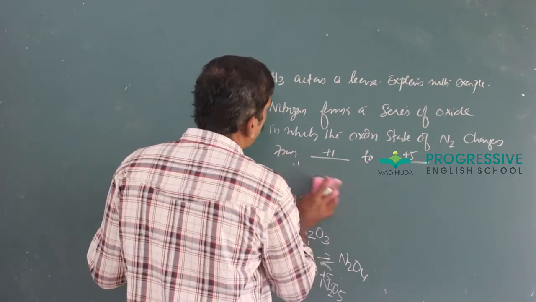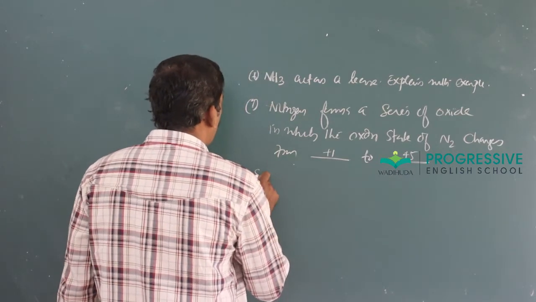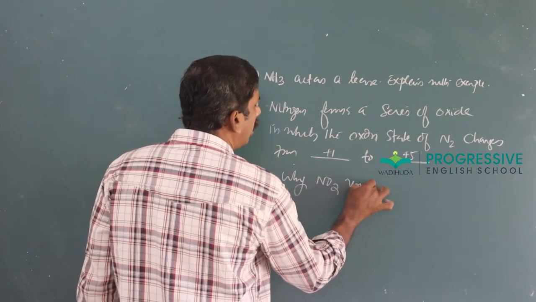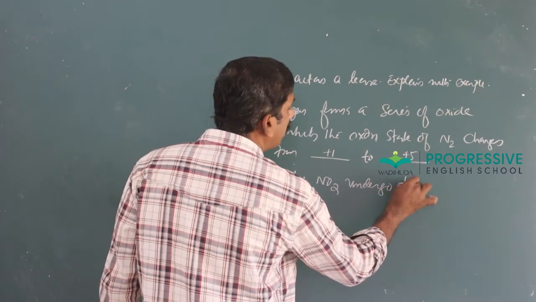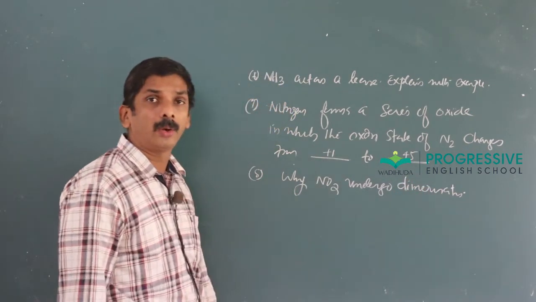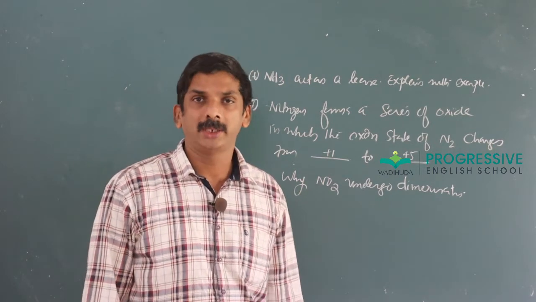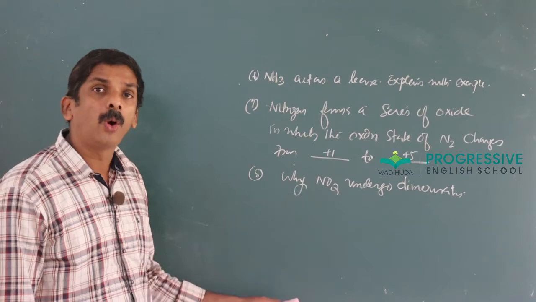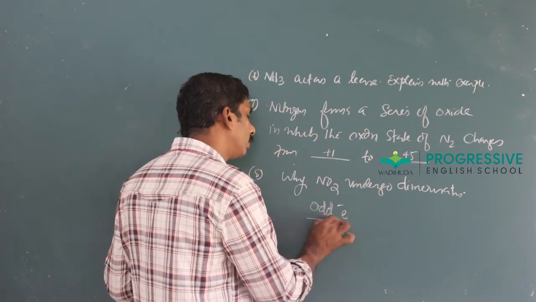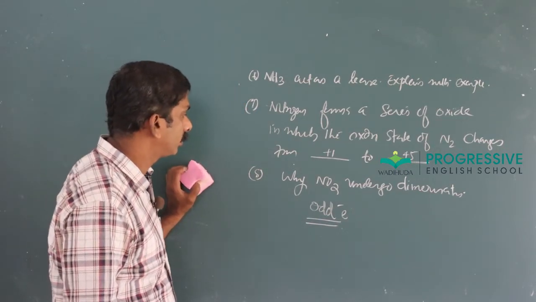Next, why does NO2 undergo dimerization? NO2 undergoes dimerization because it contains an odd electron or unpaired electron.